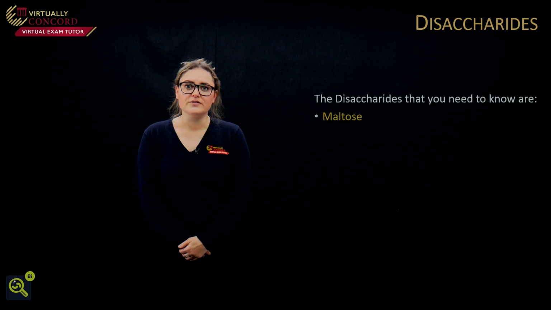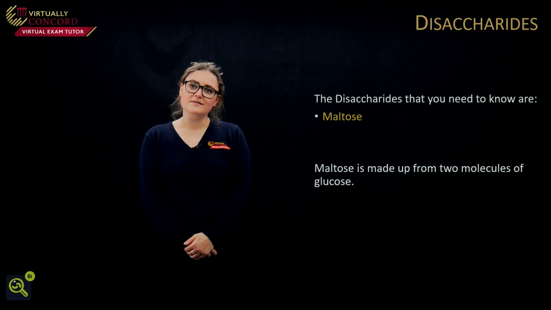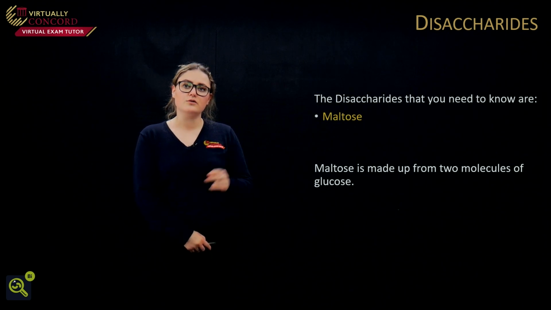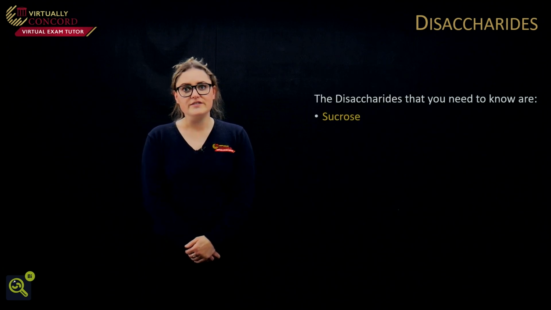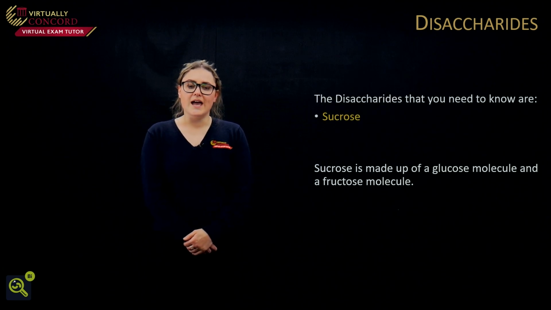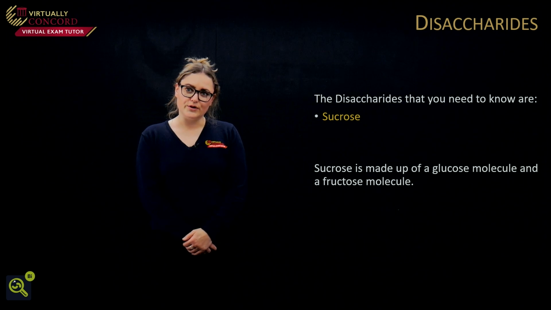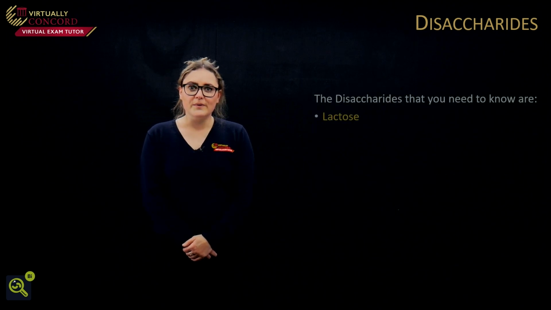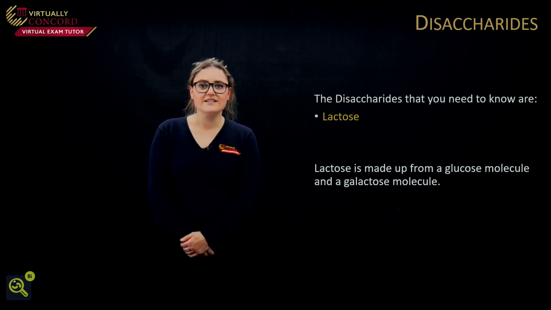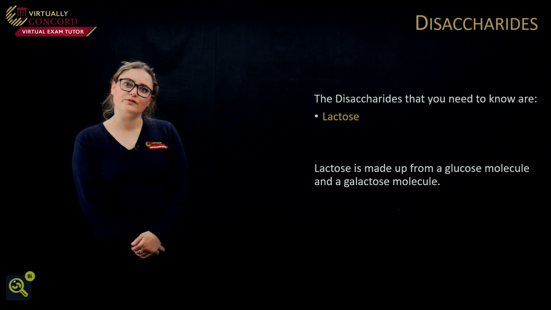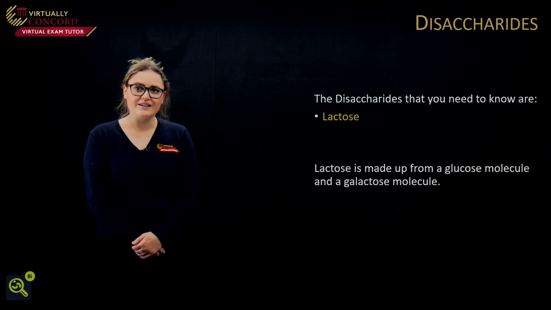First up, maltose. Maltose is a disaccharide made up of two molecules of glucose. Then we have sucrose. Sucrose is a disaccharide made up of a molecule of glucose and a molecule of fructose. And finally, we have lactose. Lactose is a disaccharide made up of a molecule of glucose and a molecule of galactose.